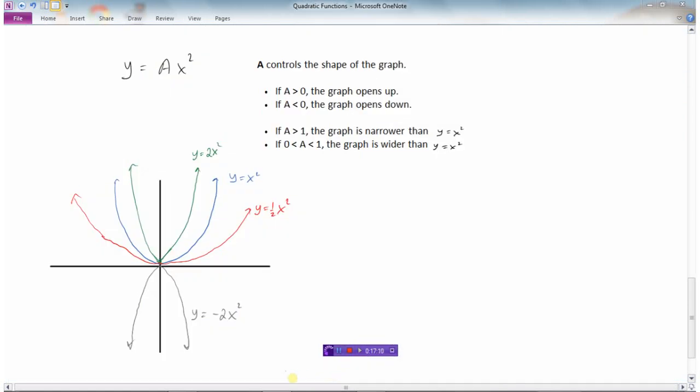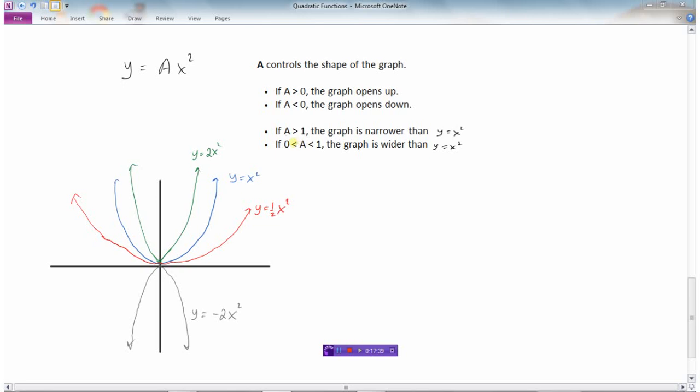So to summarize here, if we have y equals ax squared, we've now found out that a is going to control the shape of the graph. So if a is more than 0, so if this is a positive number in front of x squared, the graph is going to open up like all of these ones do: positive 2, positive 1, positive a half. But if a is less than 0, then the graph's going to open down. So here a was negative 2, this graph opens down.